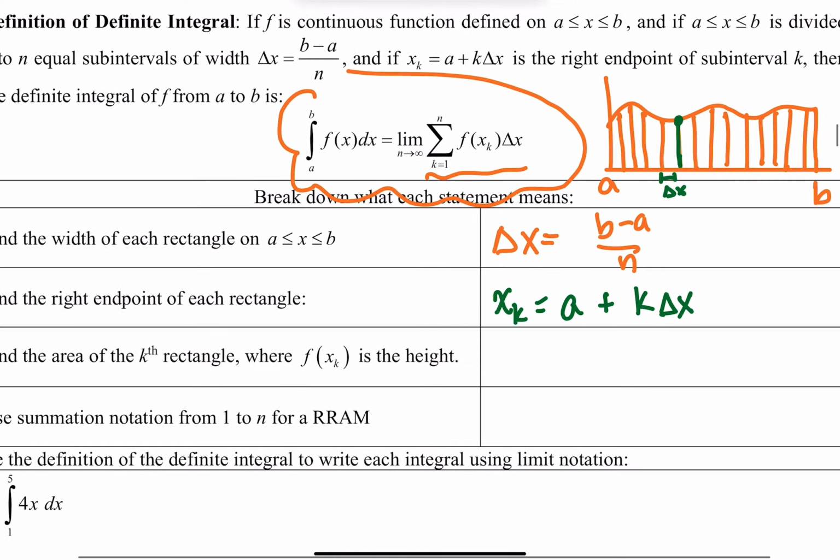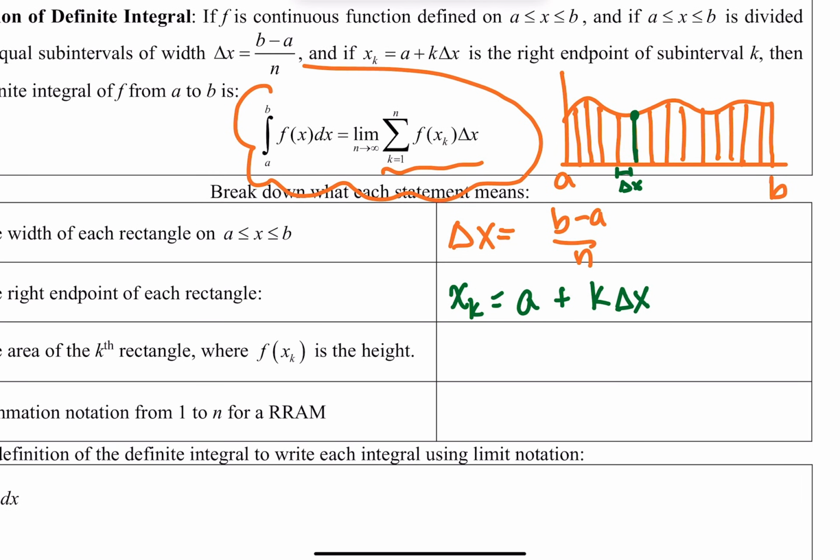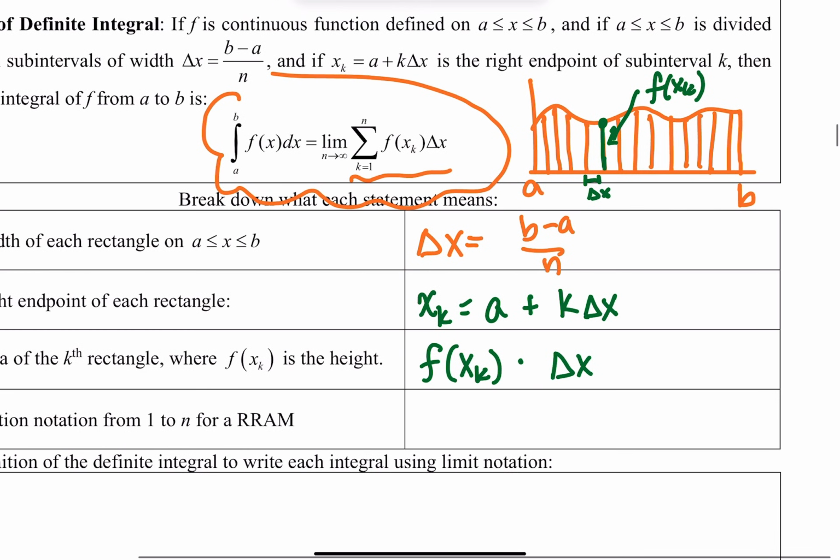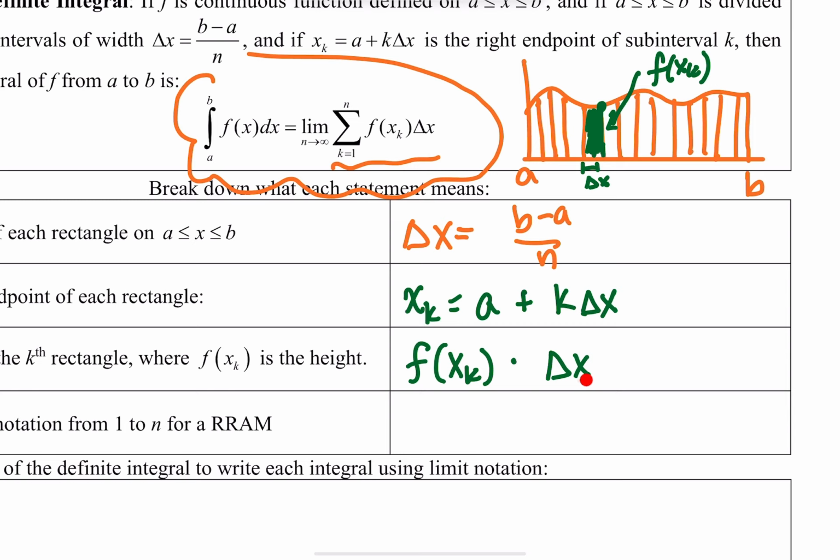And then to find the area of the kth rectangle, we have f of x sub k, which is going to be my height. So we have f of x sub k, my height. So this is going to be this thing right here, times delta x, which is my width. So the area is this thing right here of one rectangle. So this is going to be my height, and then this is going to be my width.